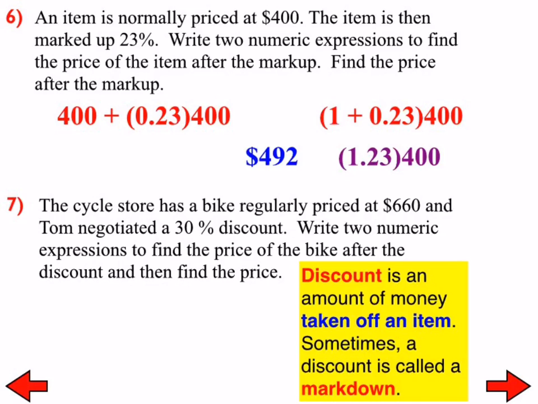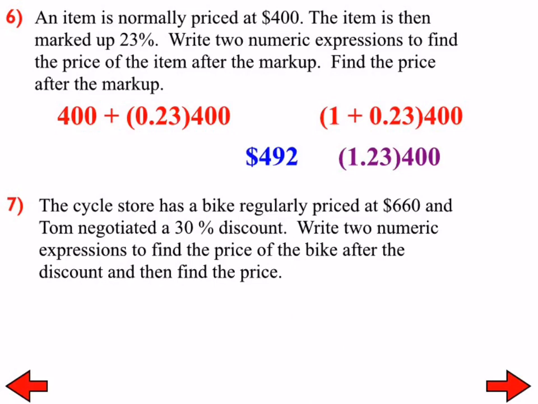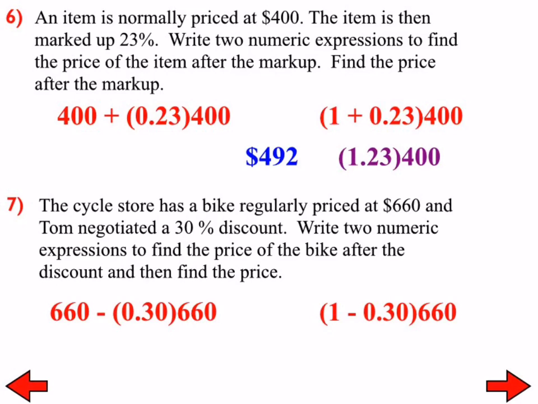the $660. And once again, discount is an amount of money taken off an item. Sometimes a discount is called a markdown. And so one expression would look like this. Once again, similar to ideas we talked about in 1 through 5. Another one would look like this. And I think the second one is easier to deal with because we can subtract 1, take away 0.30 in our head. That's 0.7. Multiplying 660 times 0.7 is very simple, and that would leave us with $462. Any questions about either one of those?